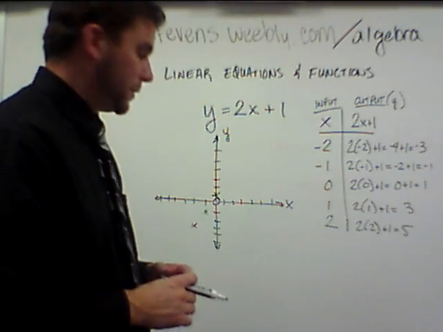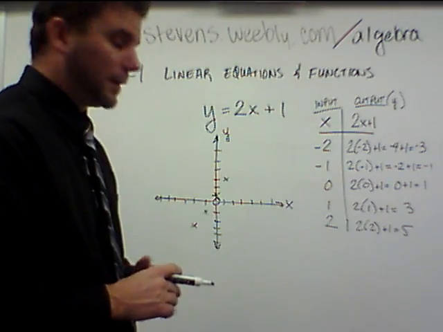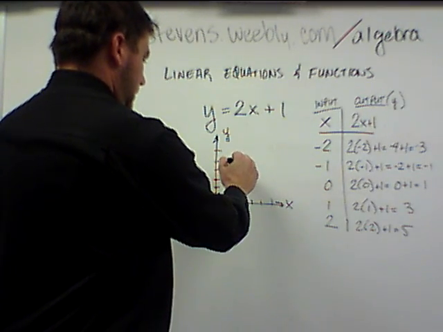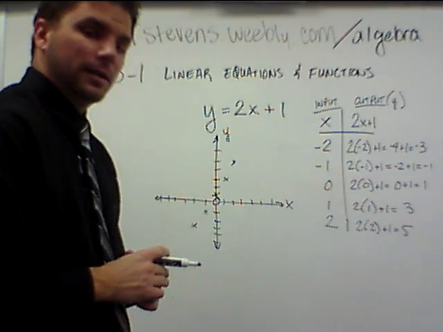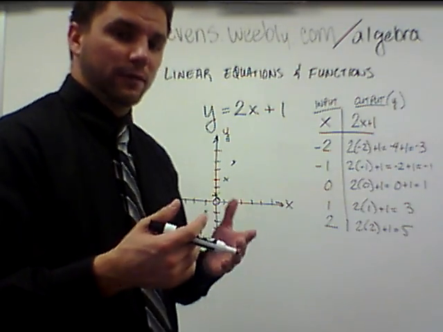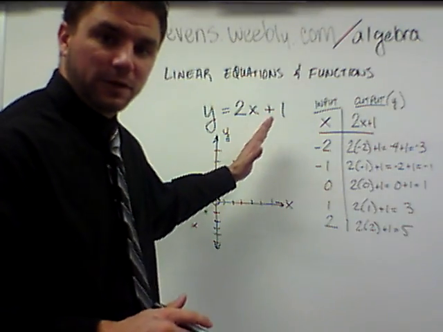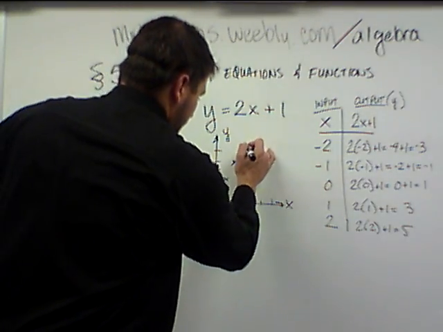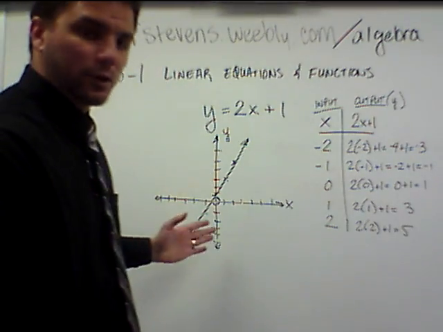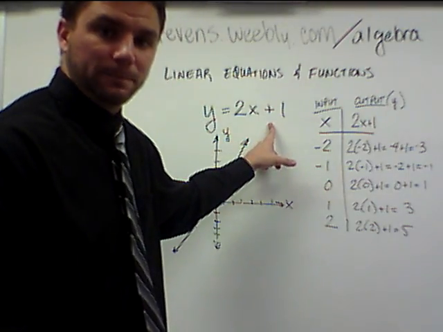Next up, I have 1, 3. So I'll move right 1 and up 3. And finally, I have 2, 5. So I'll move right 2 and up 5. These aren't going to be perfect because we don't have graph paper to represent everything. However, it should be fairly close to being accurate. From this point, you should see that it forms a fairly solid positive line. And this is our graph for the equation y equals 2x plus 1.